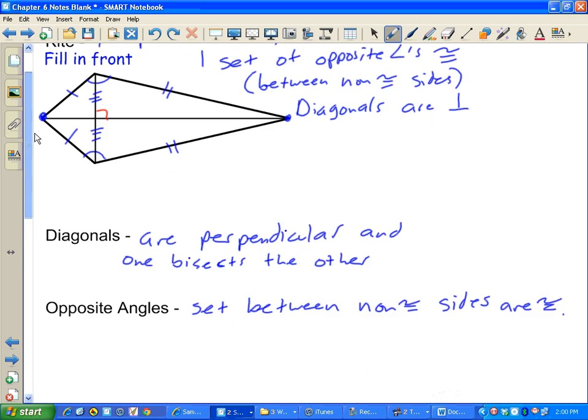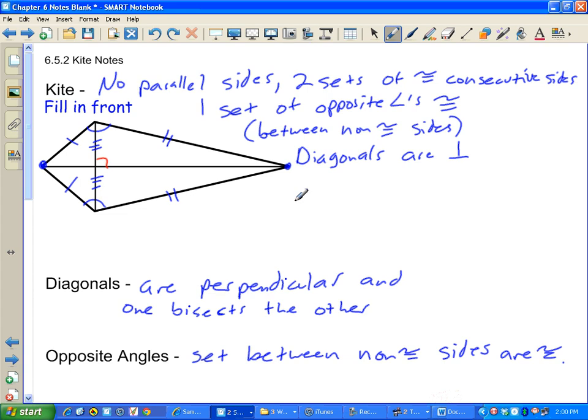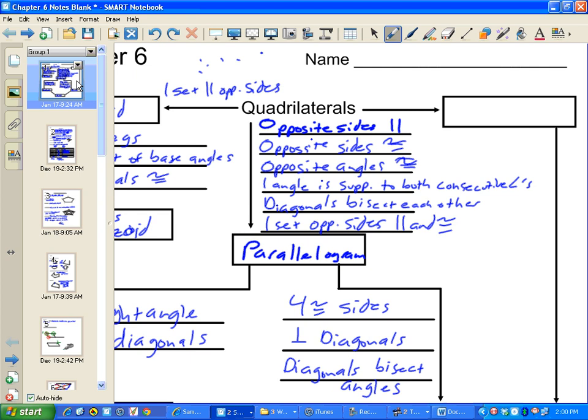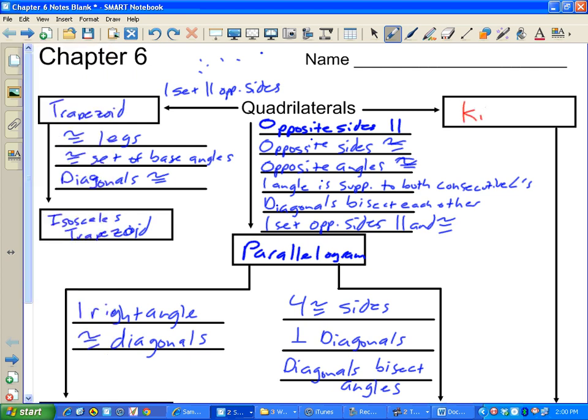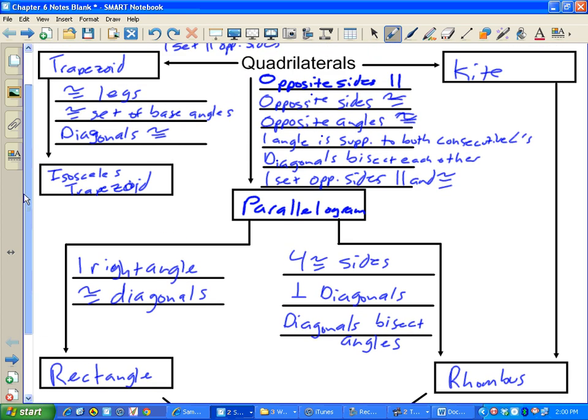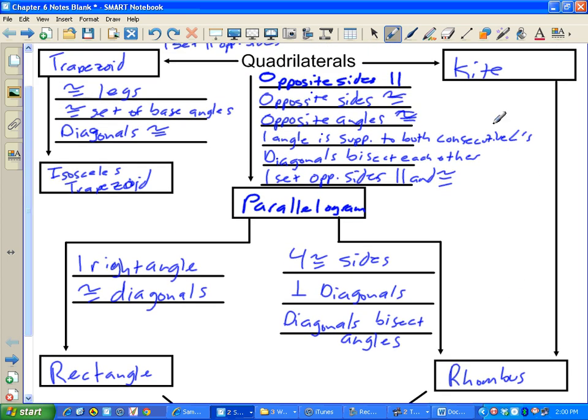Right, and that's all of the special quadrilaterals that there are. Anything that's not one of these shapes. So let's fill in our front with the kite here. Let's make it the same color. Okay. Same thing that's not one of these is just a quadrilateral. That's all you can call it. And if you notice, I've got a line going from kite down to rhombus.